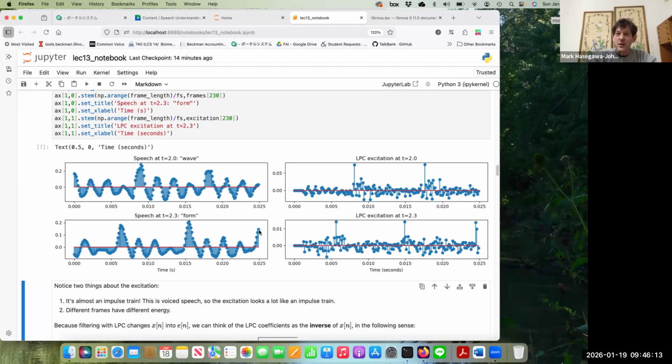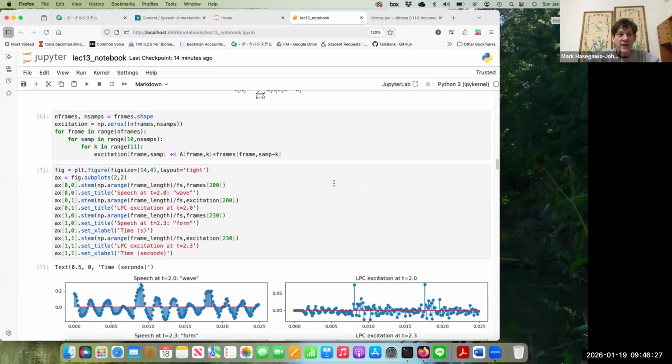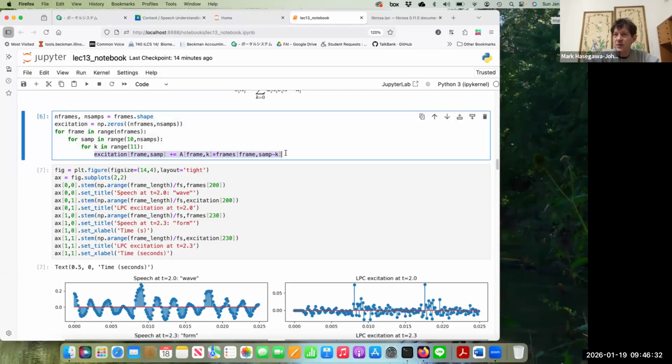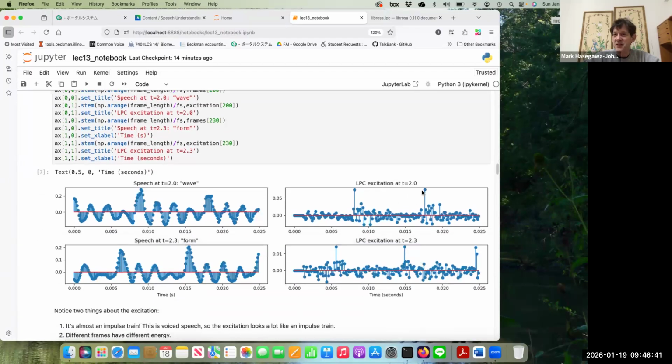And when the vocal folds close, there's a sudden negative spike of air pressure. And here we've flipped that negative sign upside down, so we're showing it as a positive spike instead of a negative spike. So you can see that what I've done is I've just taken the excitation equal to the sum from k equals 0 to 10 of a[k] times the speech waveform at sample minus k. And that gives us the excitation, which is basically just a sequence of impulses spaced one pitch period apart.